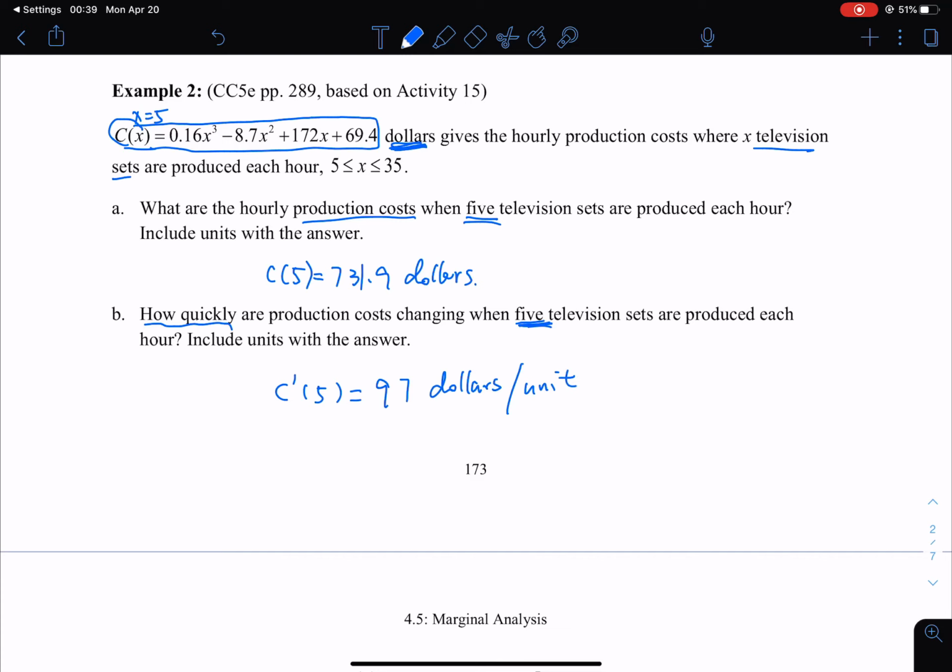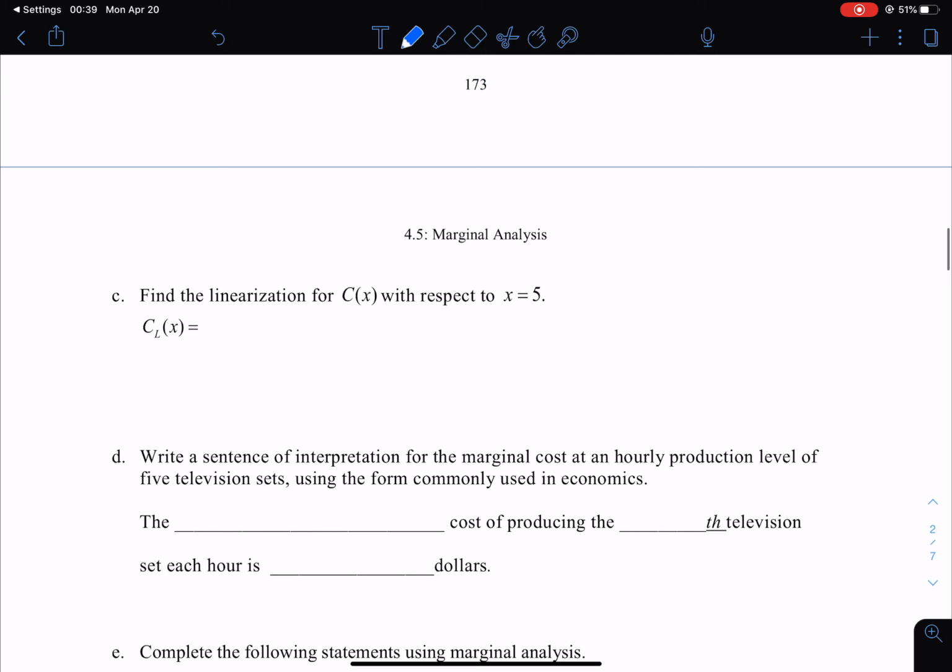And the next one, C. C is a linearization. This is the first section, 4.1 of this chapter. And the formula, you have to memorize the linearization formula. It is f sub L of x, which is f of c, plus f prime of c, multiplied by x minus c. This is the formula for a linearization function, so make sure you memorize this one.